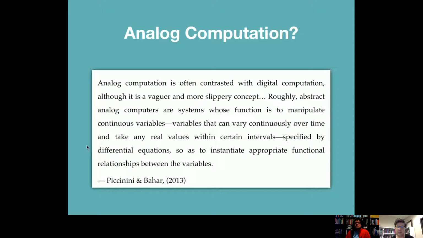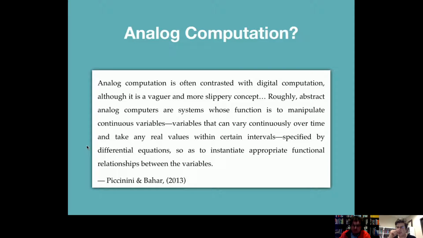Now, analog computation is something that people have worried a little bit less about and haven't tried to characterize very carefully, in my opinion. This is from a recent article. The philosopher Gualtiero Piccinini has done a lot of work in philosophy trying to make sense of computation. This is a quotation from an article that he and a physicist wrote: "Analog computation is often contrasted with digital computation, although it is a vaguer and more slippery concept. Roughly, abstract analog computers are systems whose function is to manipulate continuous variables, variables that can vary continuously over time and take any real values within certain intervals, specified by differential equations, so as to instantiate appropriate functional relationships between the variables."